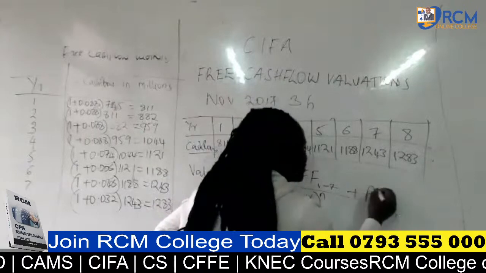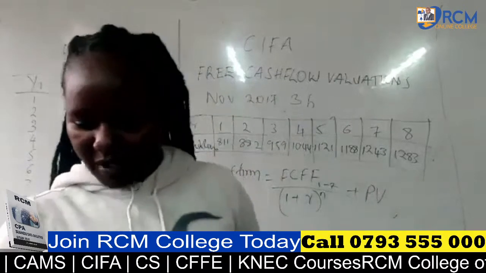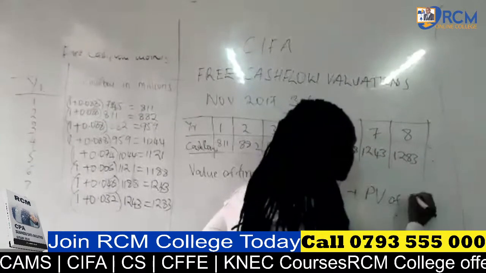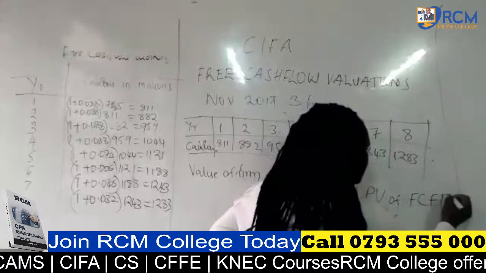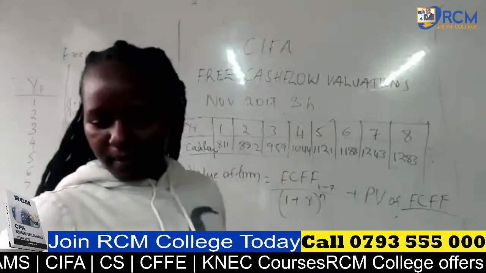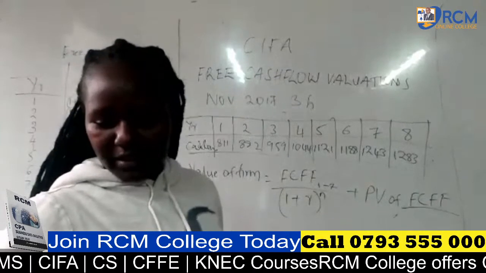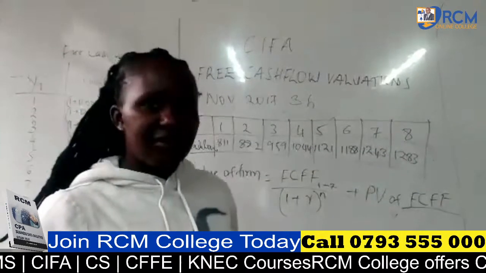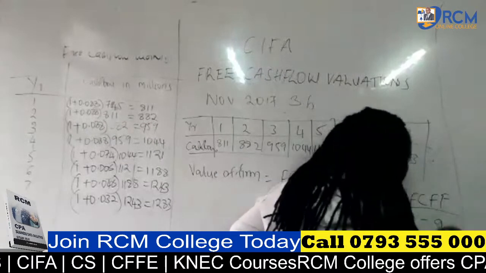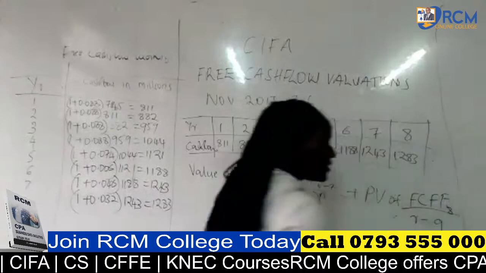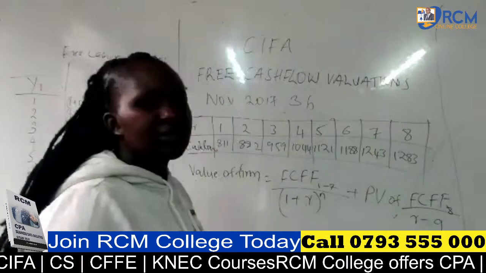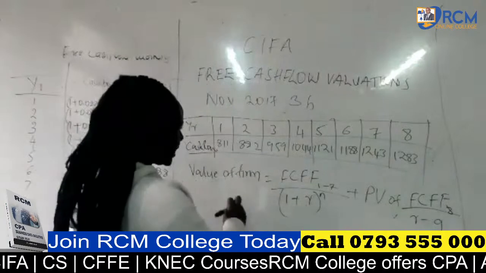Then for year 8, we are going to get the present value of the cash flow, then divide by our rate, R, minus growth. This is for year 8. How are we to get up to that point? Any question? So let's work it out.